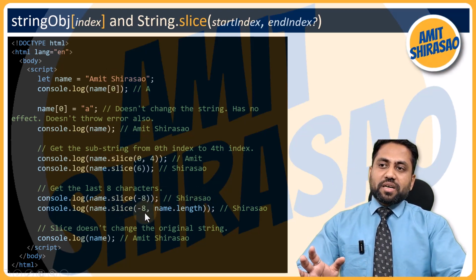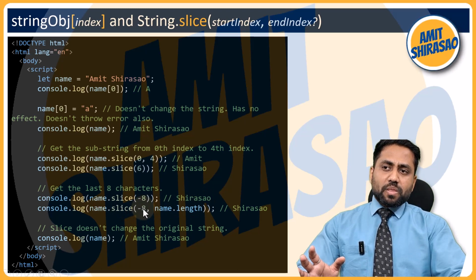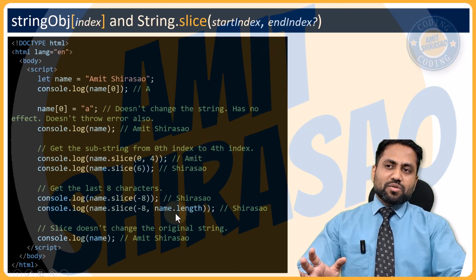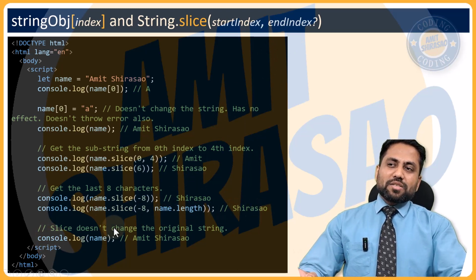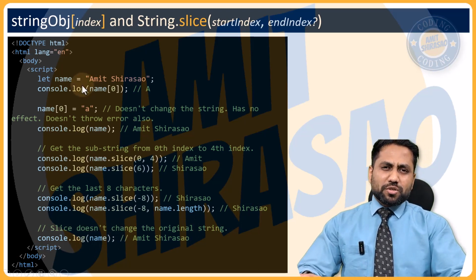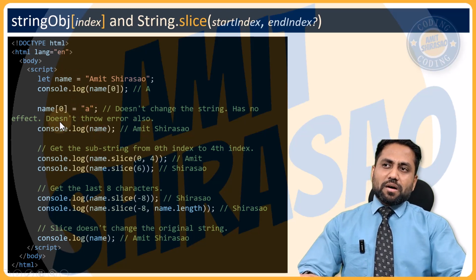Then if I give -8, and if I say that the end index is the length, so basically if I give something like this, then also it will give me Shirasao. Then slice doesn't change the original string. I have shown it to you earlier as well, that slice is only giving you a new string, but it does not change the original string.